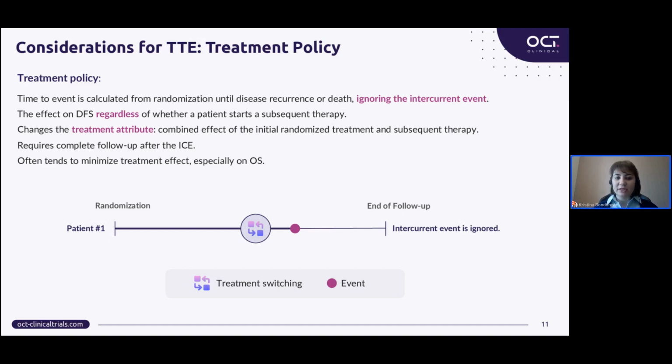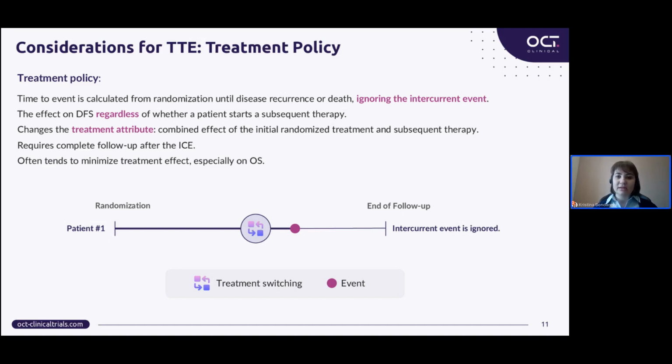Treatment policy strategy is considered to be the most closely aligned with the ITT principle. The term itself comes from the idea of evaluating the effect of the entire sequence of treatments, from the randomization and initiation of randomized treatment, and including all subsequent treatments up to the occurrence of the event or end of follow-up. In this case, the occurrence of the intercurrent event is considered irrelevant in defining the treatment effect of interest. For example, the effect on disease-free survival is estimated regardless of whether a patient starts a subsequent therapy.